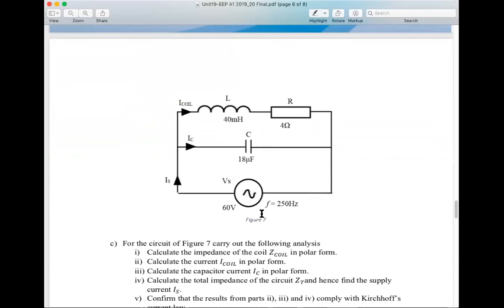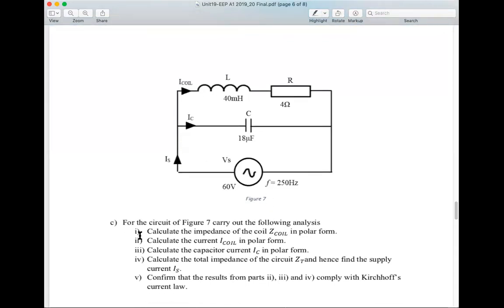So here you've got the representation of a coil, like a solenoid coil, that's got inductance in series with its resistance. And we've got a current I coil flowing through that. And that's in parallel with a capacitor, so we've got IC flowing in the capacitor. So we're in a parallel circuit situation where IS, the current drawn from the supply, is the sum of these two currents by Kirchhoff's current law. 60 volts, frequency 250 hertz.